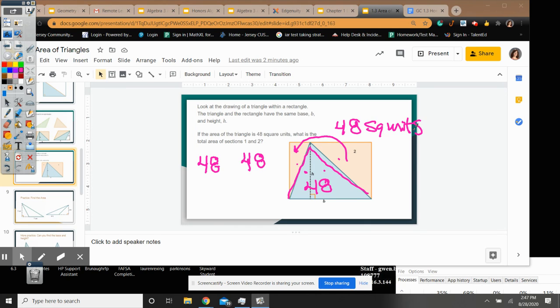I could also ask you how much is in the whole rectangle, and you could just take 48 plus 48 or 48 times 2 and get 96 square units. But this question was just asking us for the pink pieces.